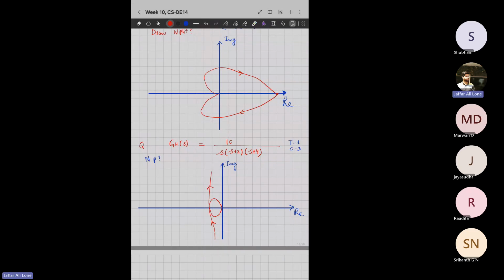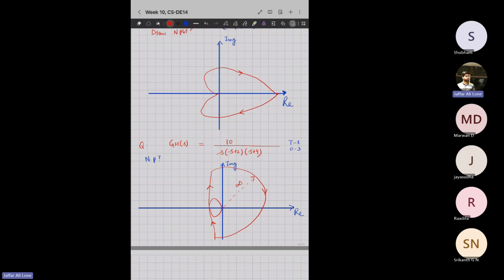Then what we have to do? Then we have to draw one infinite semicircle, which is given by the type of the system. You know the type of the system is 1, so we will draw one infinite semicircle. This radius is infinity. So this is the Nyquist plot for the given problem.